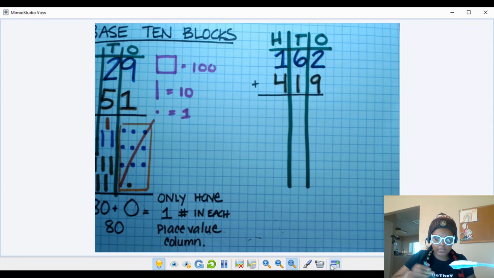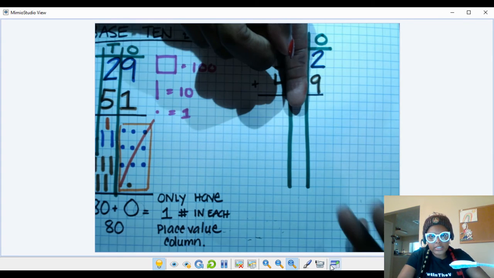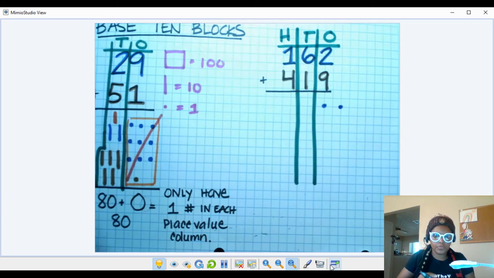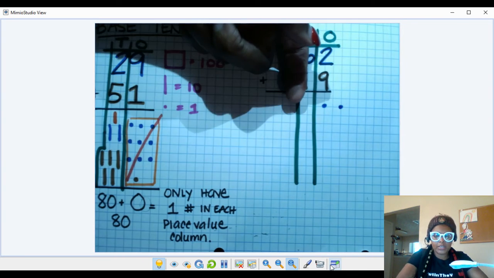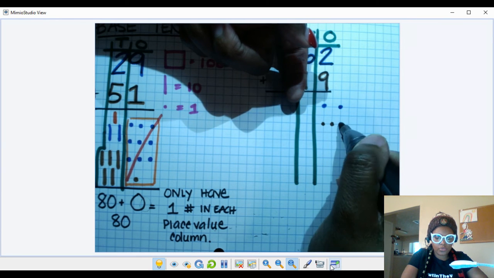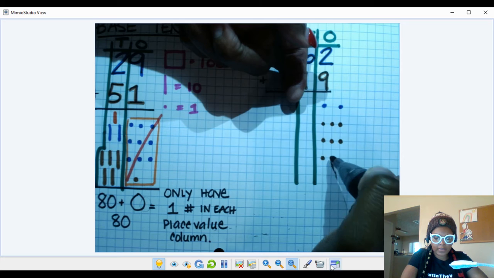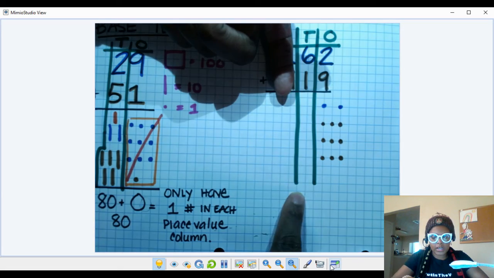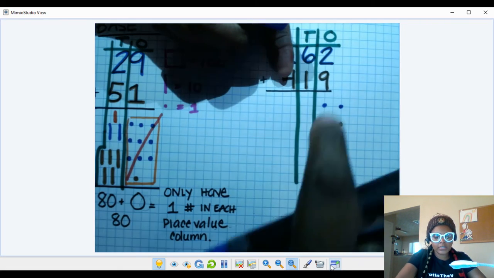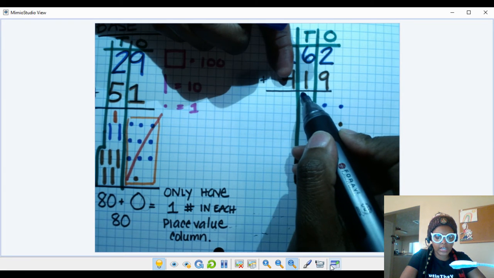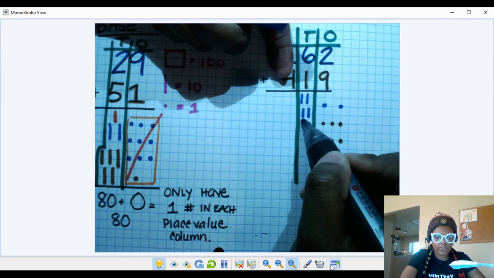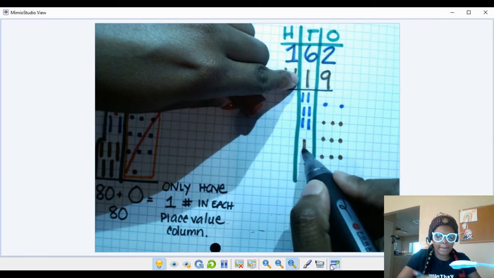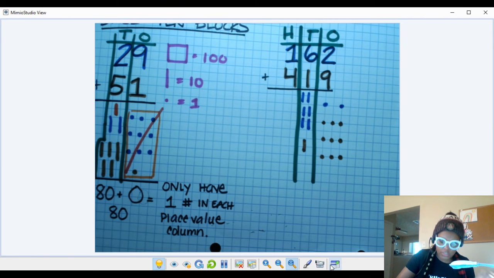So same process. Let's put 2 in base 10 blocks. 2 ones. 1, 2. Now let's put 9 in base 10 blocks. 1, 2, 3, 4, 5, 6, 7, 8, 9. Very good. Let's do the same thing in the tens column. I have 6 tens. So I'm going to draw 6 lines. 1, 2, 3, 4, 5, 6. And then I have 1 here. So just 1. Now let's do the hundreds column, okay?